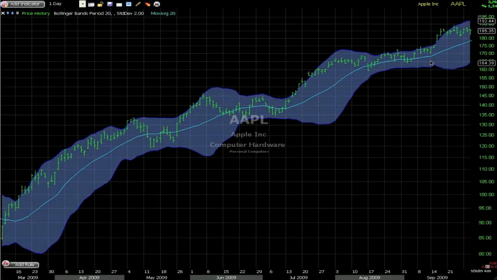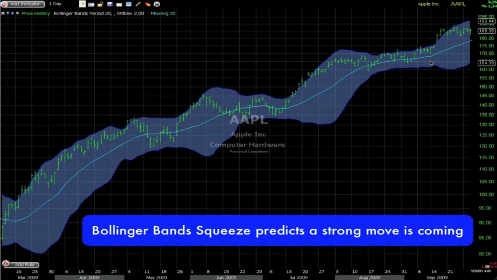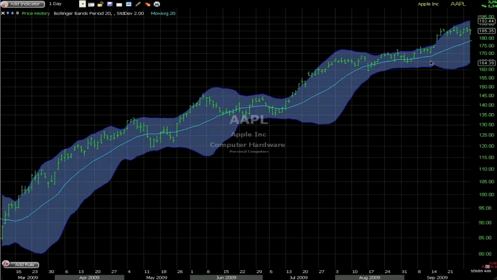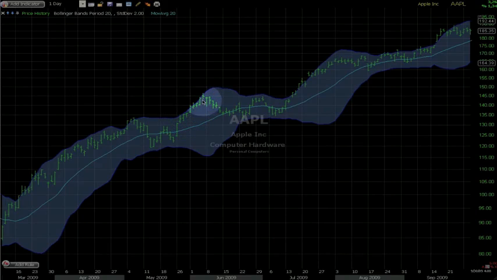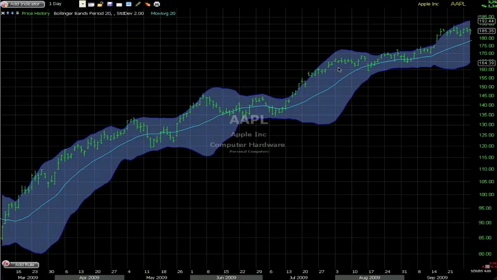The Bollinger Band squeeze increases the quality of your breakout trades because it predicts a strong move, making it easier for you to trail your stop and/or reach your target. It's easy to see the strong move after the squeeze happening here and here. This is one of the reasons why the Bollinger Band squeeze is my favorite breakout trade.